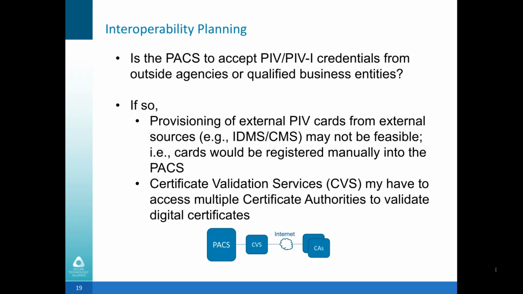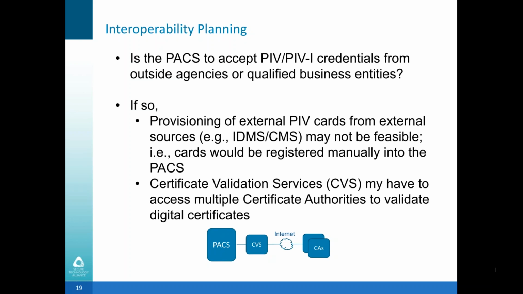So there may be options here for interoperability. Interoperability expands on requirements for network PACS where there's a need to accept PIV cards issued by other agencies or business entities, PIV and PIV-I. There are many agencies that share personnel with other agencies, and they need to accept the external agency's PIV cards or allow the use of PIV-I cards from businesses doing work with the agency. And a good example here is also GSA. So keep this in mind.